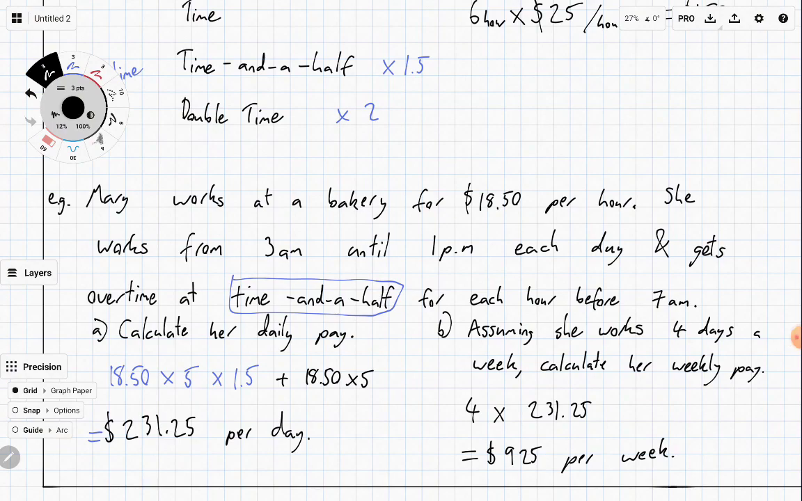Alrighty, and so that's a quick introduction into how do people actually make money.